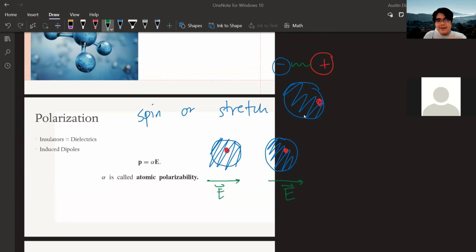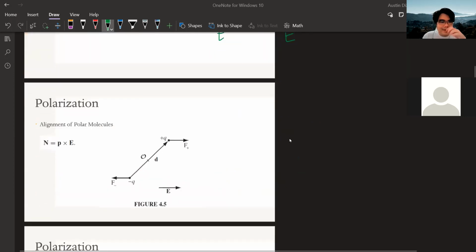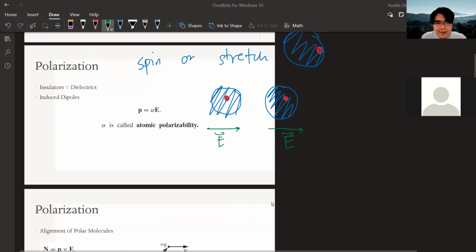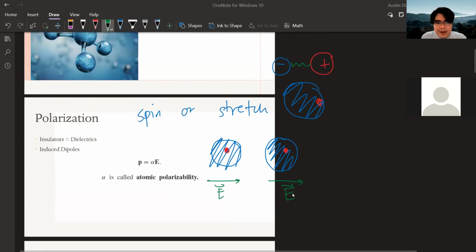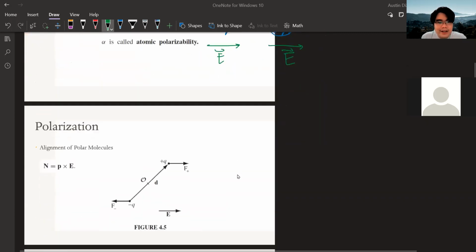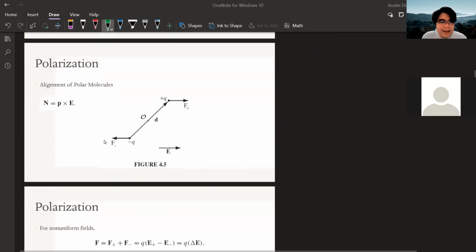We stretch the positive and the negative away from each other. Now, what else can we understand about this system whenever we have molecules, with positive and negative? Let's look at what happens when they are not aligned with the field, or you can't stretch them. You will have a torque.